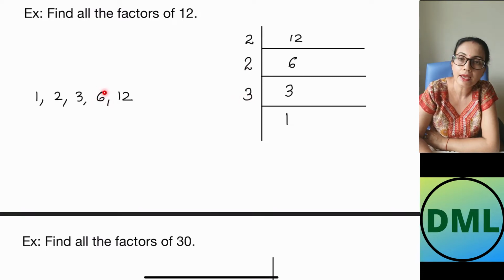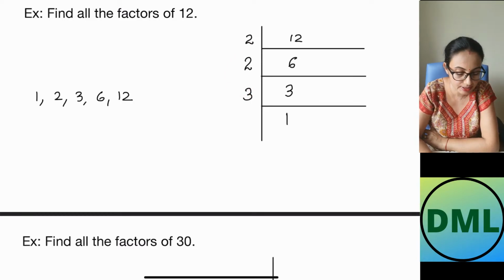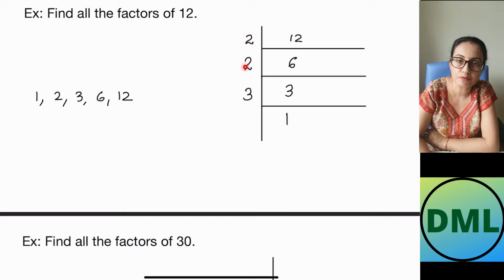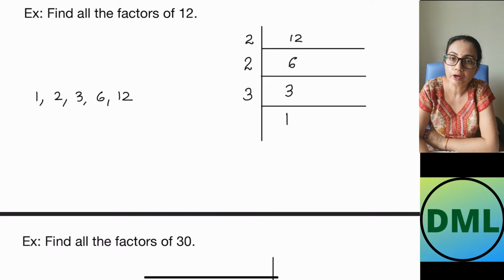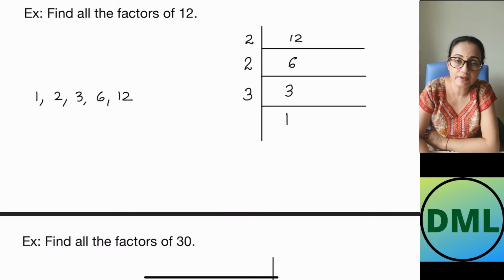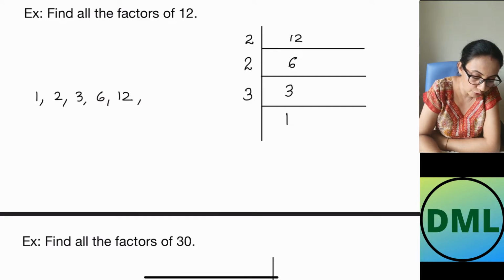6 I already picked. If you multiply this 3 with 2, this is also 6. 6 you have already written. But if I multiply 2 times 2, 2 times 2 is 4. Did I write down 4 here? No. But 4 is also one of the factors of 12. That means 12 is divisible by 4 also. I need to write down 4 also.